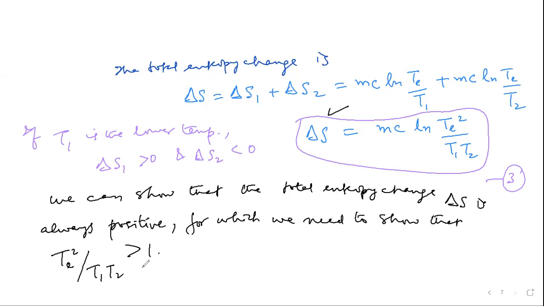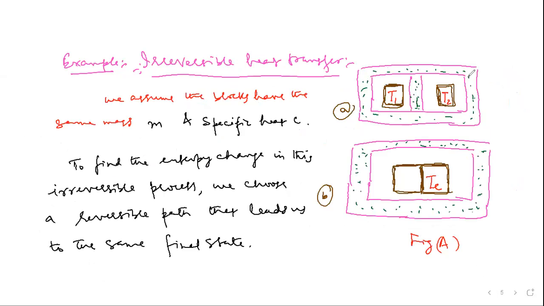Now to do this, we first find the equilibrium temperature by requiring that the total heat transferred is 0. See, this system is outside insulated thermally, so total heat transfer must be 0.